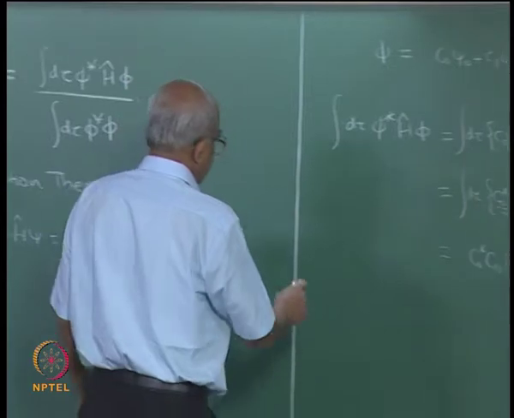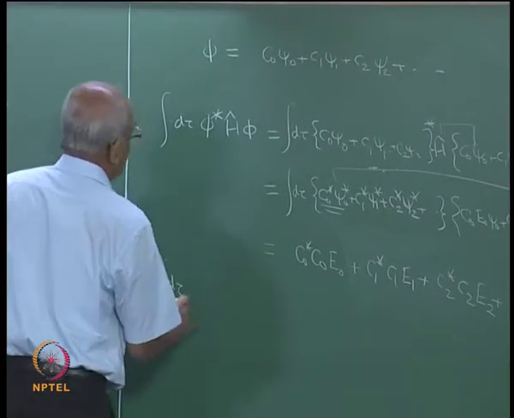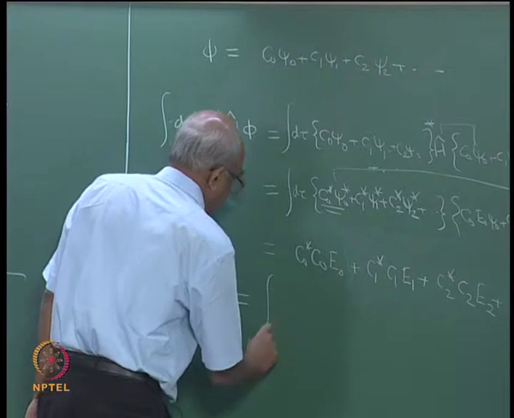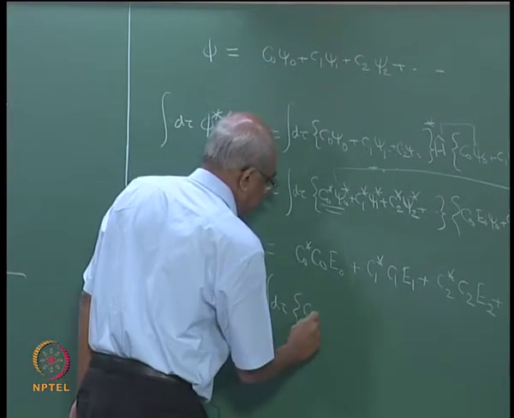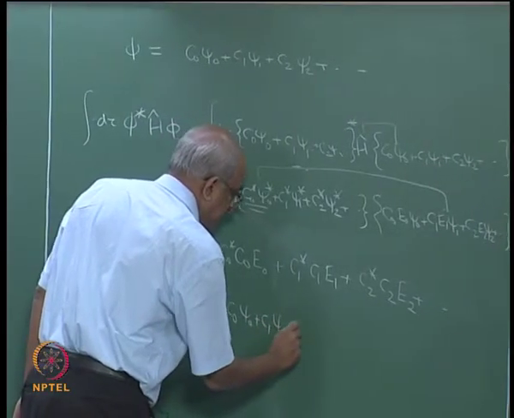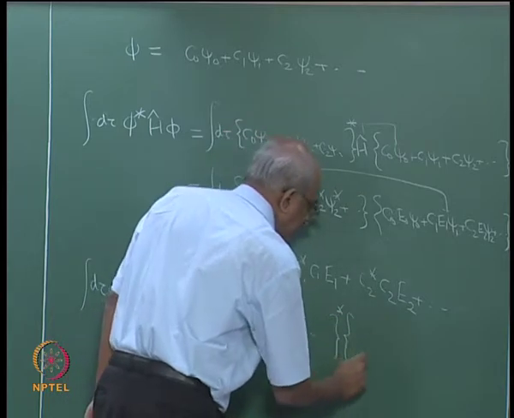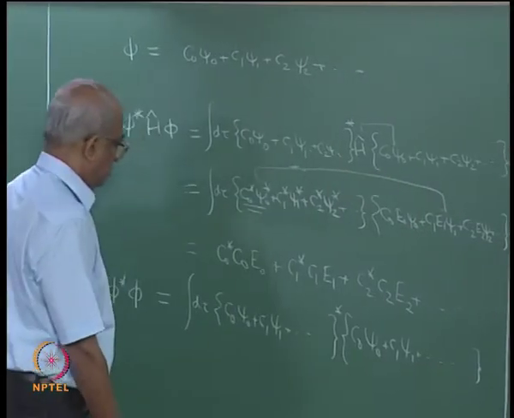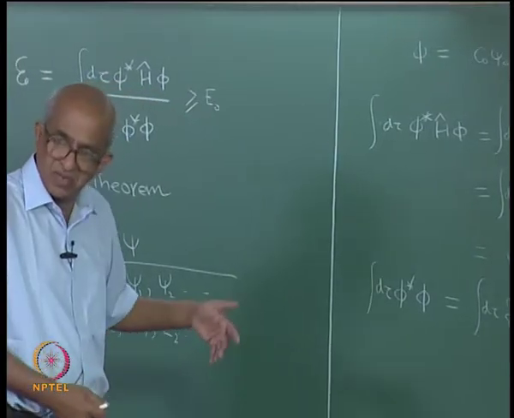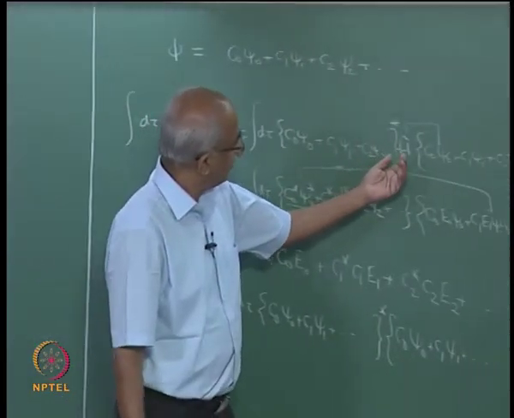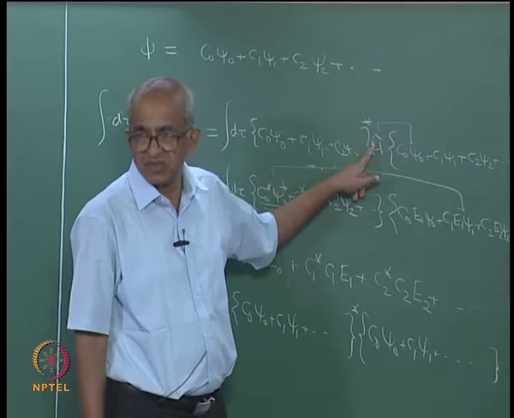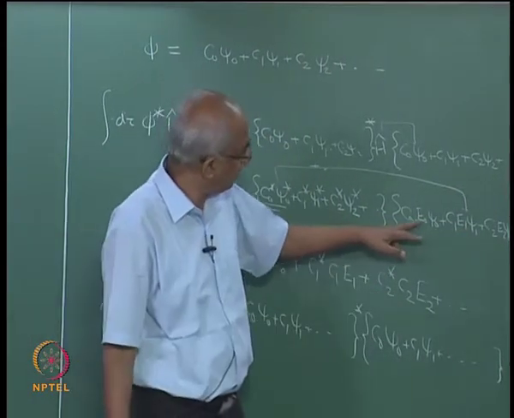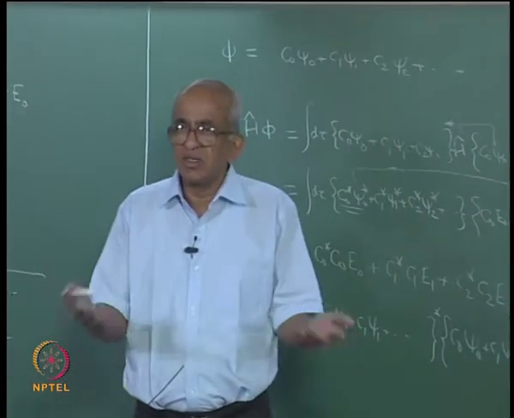And now we look at the numerator. What is the numerator? Integral d tau phi star phi. It's going to be integral d tau of C0 psi 0 plus C1 psi 1 plus etc., with a star, multiplied by C0 psi 0 plus C1 psi 1 plus etc. This is what is going to happen, but in fact this term is even simpler than the previous one, because all that is happening is that there is no H in between. The previous term had an H in between, and that H gave you this E0, E1, E2 etc. But now you see the H is not there, so you are not going to have E0, E1, E2 etc. But other than that things are the same.